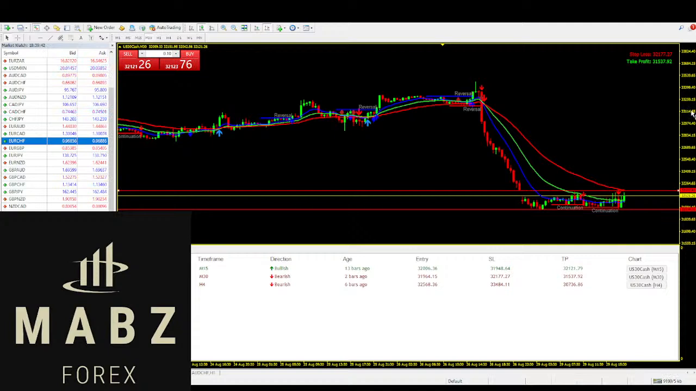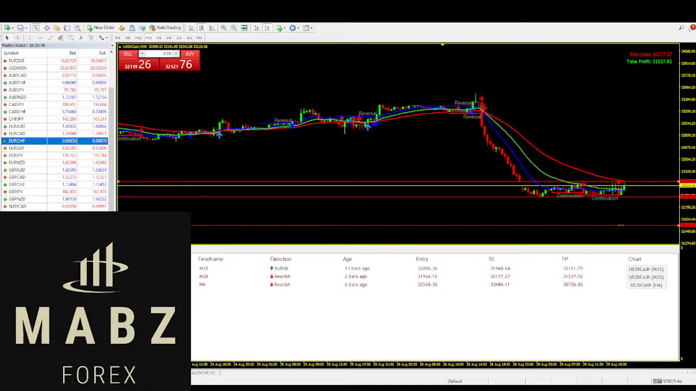Let me read to you where we're going to put the sell stop. We're going to put the sell stop when the market breaks the low. So when we break the low of 31954.26, that's where we're going to put our sell stop. That sell stop is going to have a take profit level, the one displayed by the system, which is 31537.92. Then the stop loss will be 32177.81. So that's what we've got on US 30.